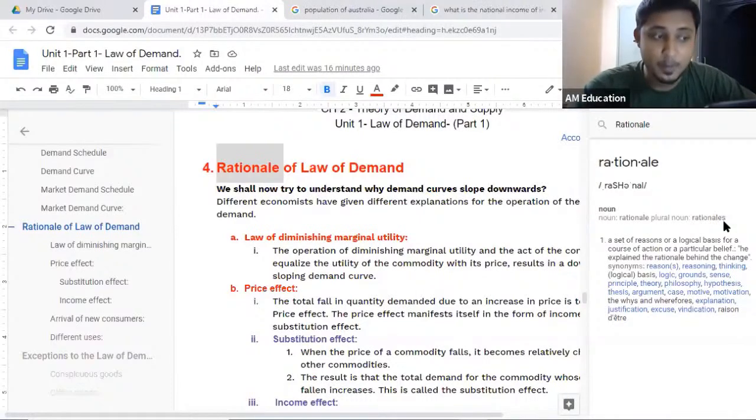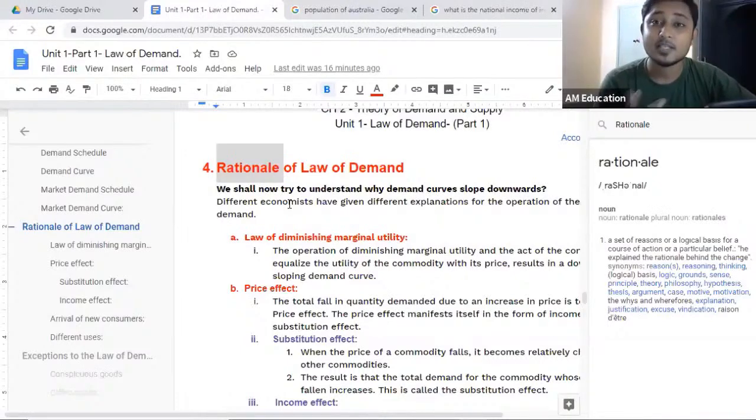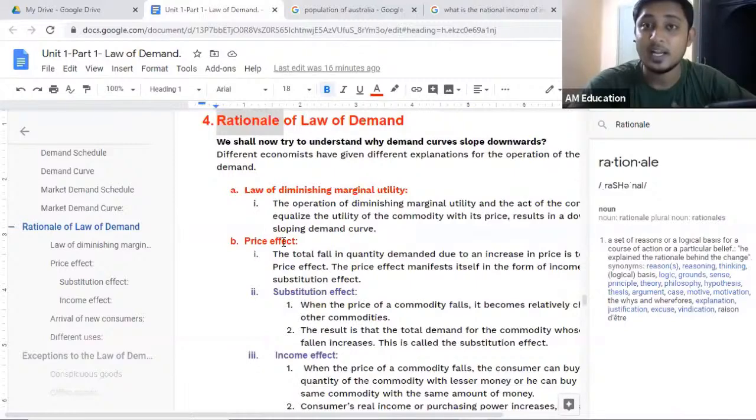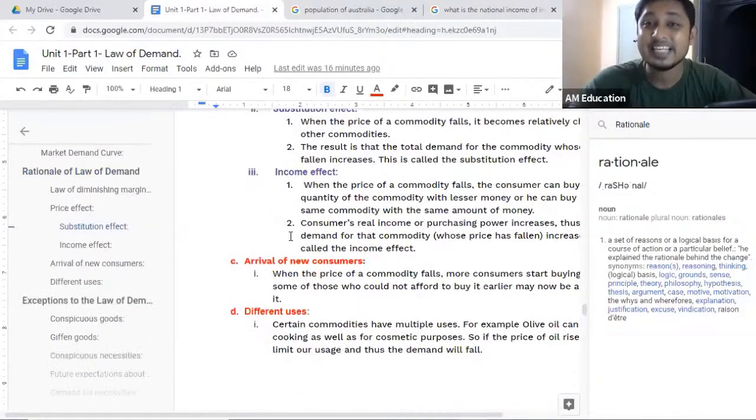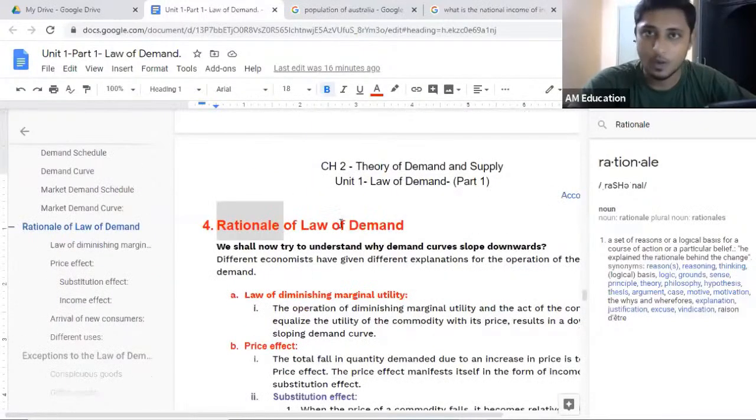So what is the logic behind the law of demand? These are the reasons why the law of demand is like this. That is why when price decreases, demand increases, and when price increases, demand decreases. How can you say that this is naturally happening? Because these are the points that will give us a logical reasoning for this response. So that is the rationale of demand.